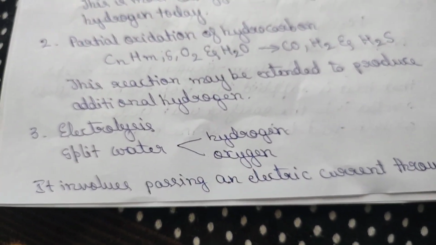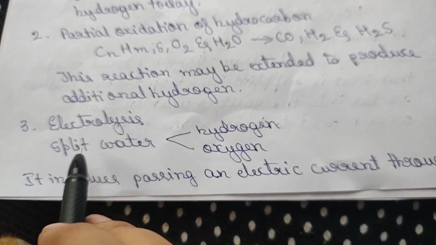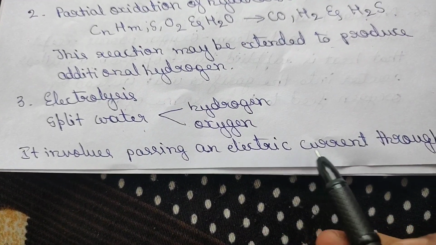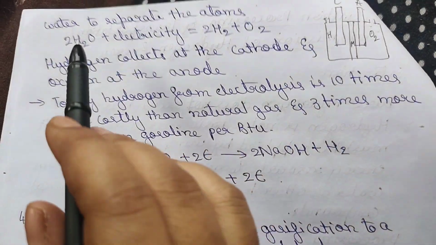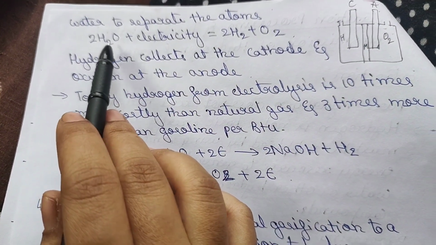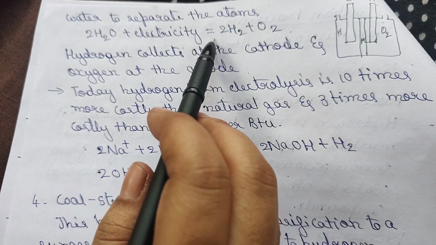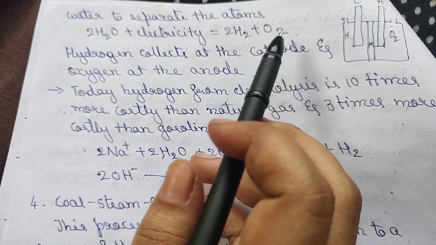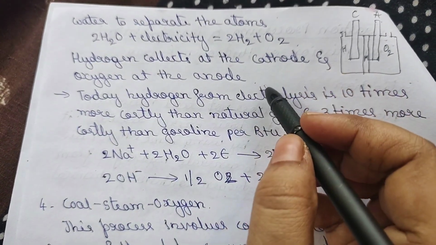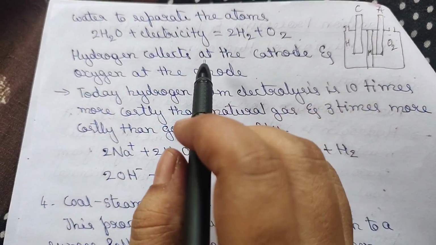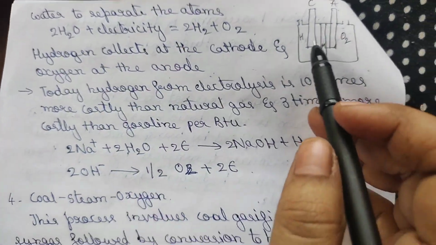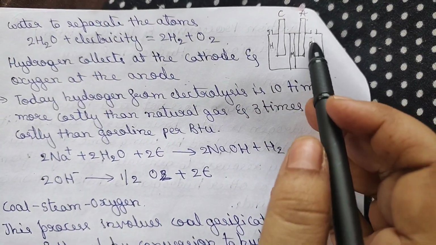Next, the third is electrolysis. Electrolysis splits water into hydrogen and oxygen. It involves passing an electric current through water to separate the atoms. For example, 2H2O plus electricity equals 2H2 plus O2. So here in electrolysis, water is split into hydrogen and oxygen. Hydrogen collects at the cathode and oxygen at the anode. You can see here hydrogen at the cathode and oxygen at the anode.